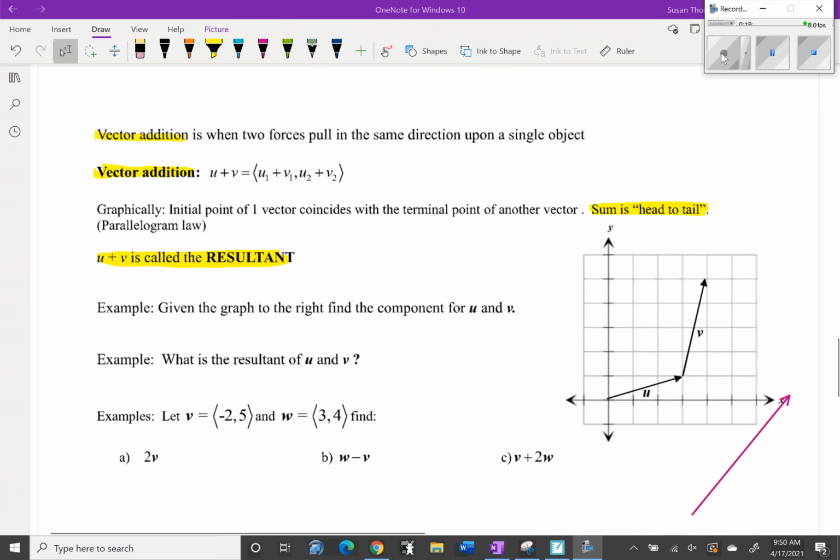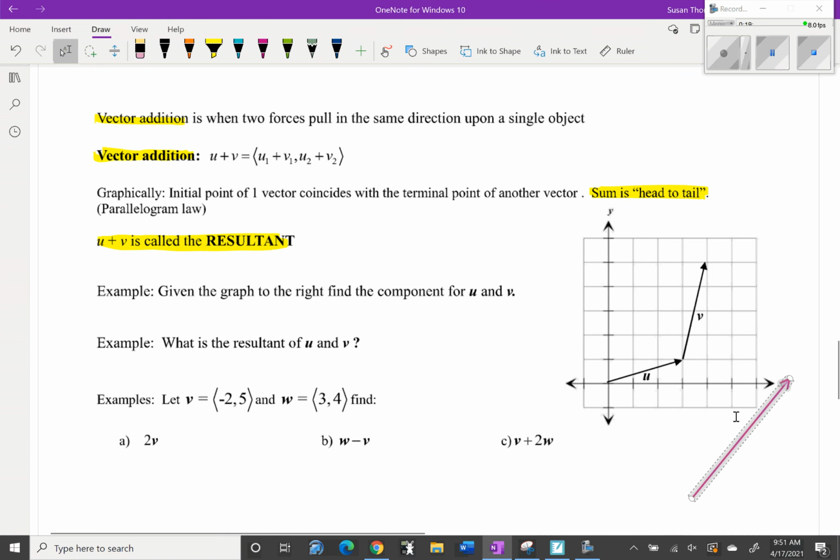All right, vector addition is when two forces pull in the same direction upon a single object. So vector addition, if we have a vector u plus v, we would add the horizontal components and then the vertical components together. So graphically, the initial point of one vector coincides with the terminal point of another vector. The sum is head to tail. Sometimes it's called the parallelogram law, which we'll look at in a second. So when you add those vectors together, it is called the resultant, which is important when we're doing applications.